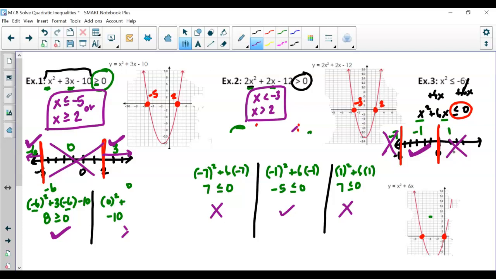So this answer we're going to write, it's different because the solution set is between negative 6 and 0. So our x's are between negative 6 and 0. So literally our values of x are here, so negative 6 is less than or equal to x, which is less than or equal to 0. So that is how we're going to show our solutions when they are between the two values.